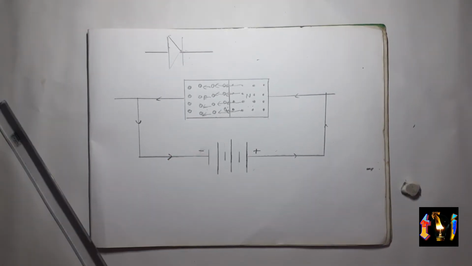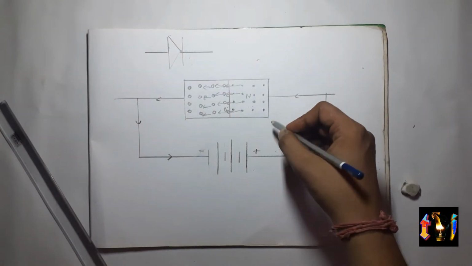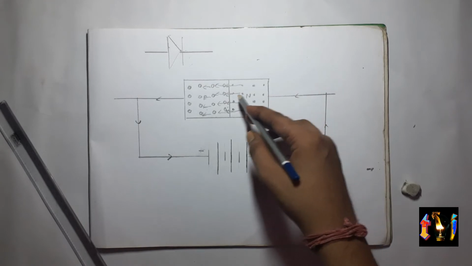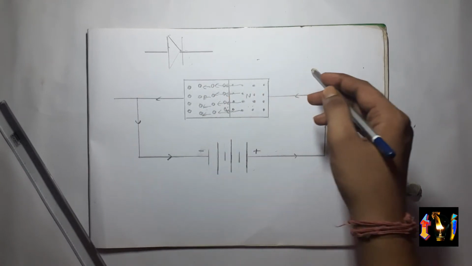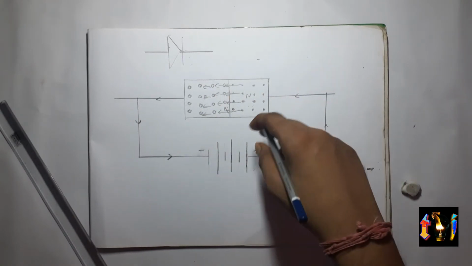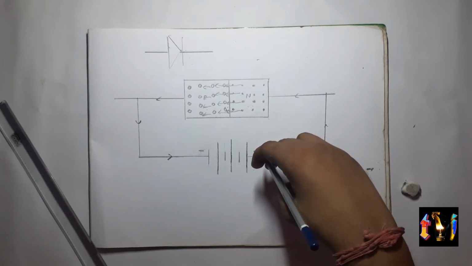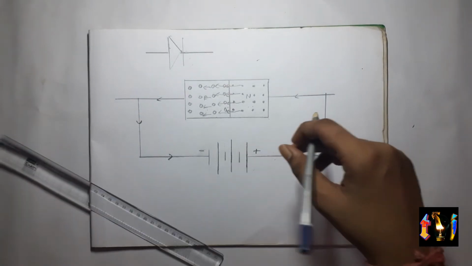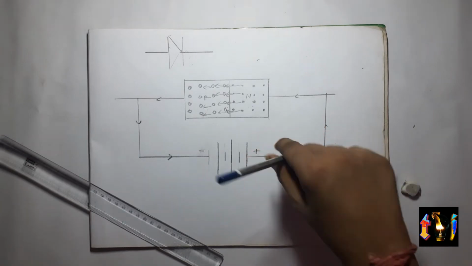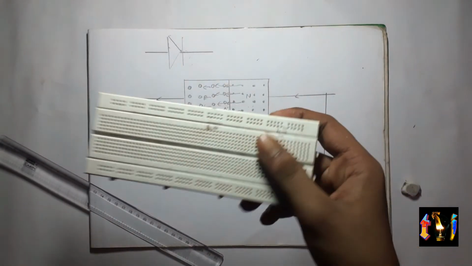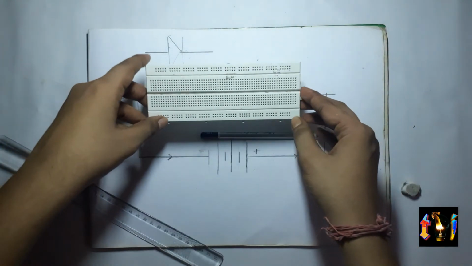But if the voltage is reversed, the electrons will not flow to this side and hence no current will flow. And this is known as the reverse biasing of a diode. So now let's see a practical demo. Now I will be using this breadboard for the demo.